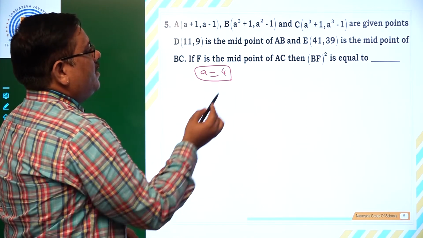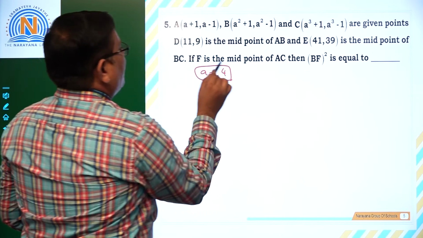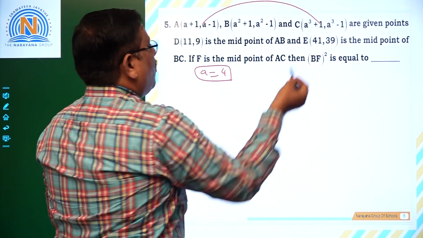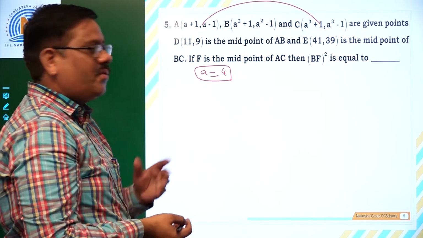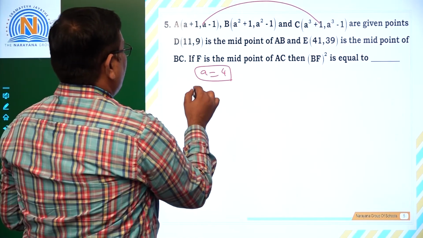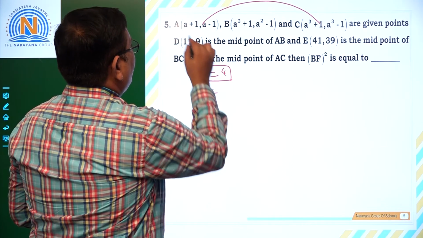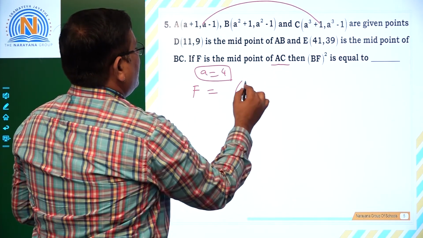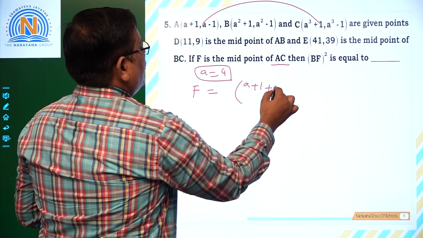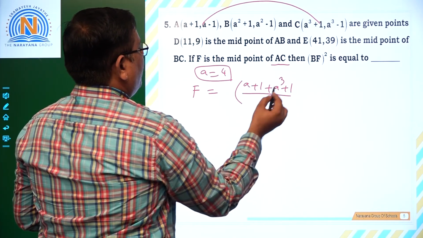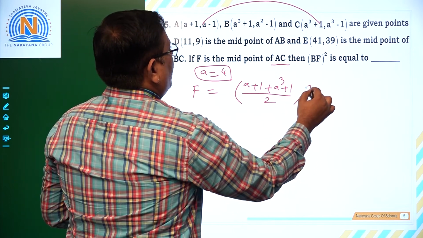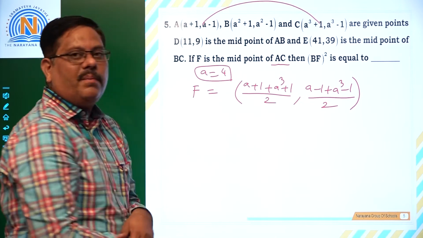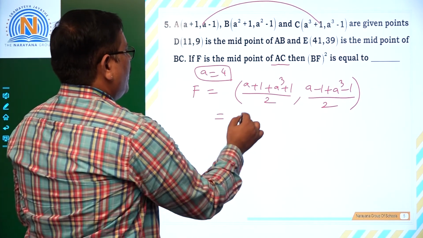Now what is it asking? If F is the midpoint of AC, then what is BF square? So F first we have to find out. F is the midpoint of AC. AC means (a plus 1 plus a cube plus 1)/2 comma (a minus 1 plus a cube minus 1)/2. That is for F. So the value of a is 4 for us.